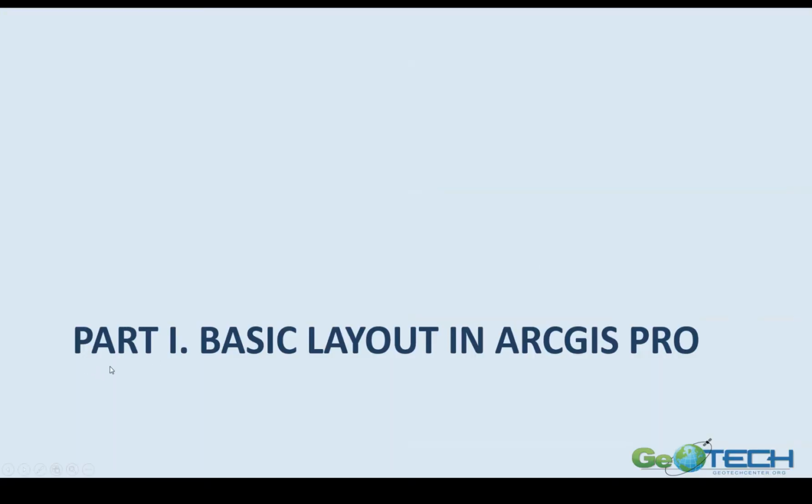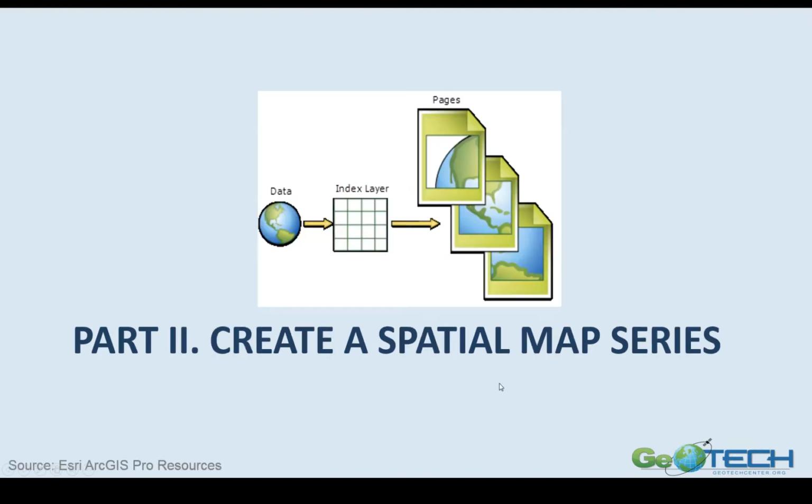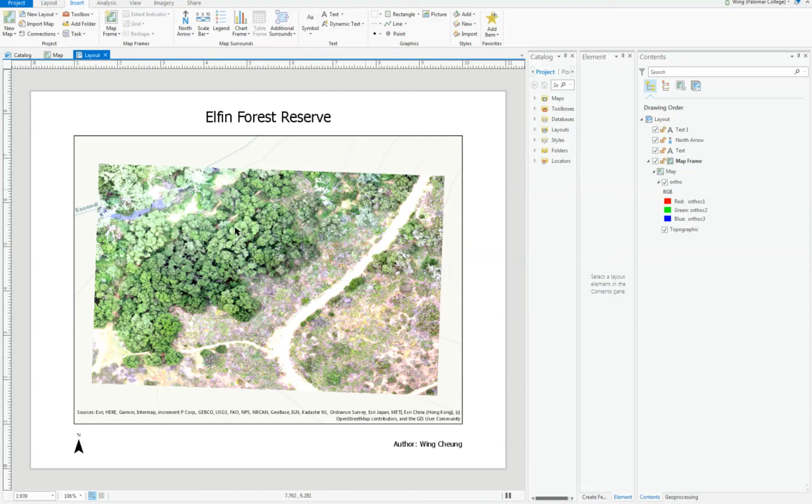Now that we're done with part one, building that basic layout, we can move on to part two, which is creating that spatial map series, which is really the main topic of this demonstration video. So here, back in ArcGIS Pro, I need to first create a grid to divide the study area up, as you recall from the previous graphic in the presentation.